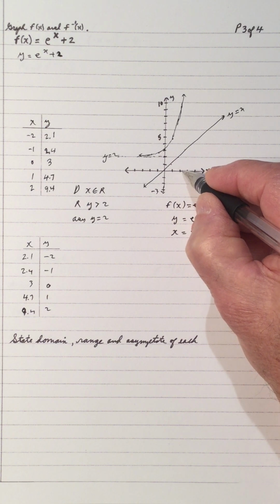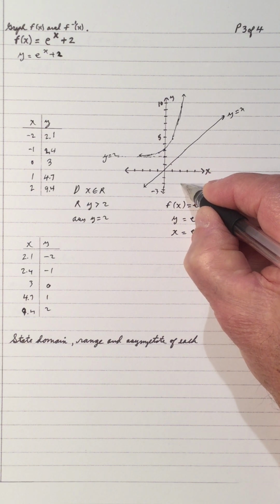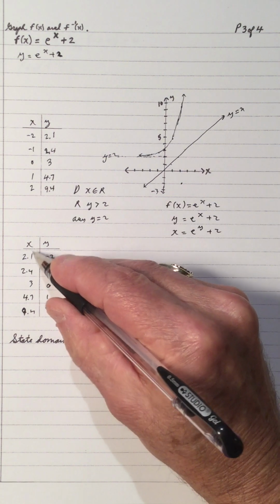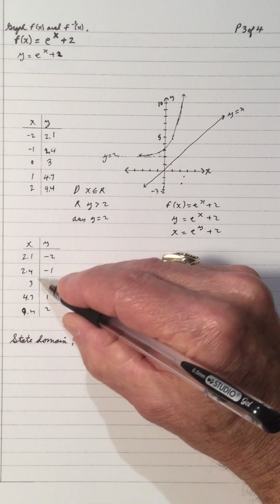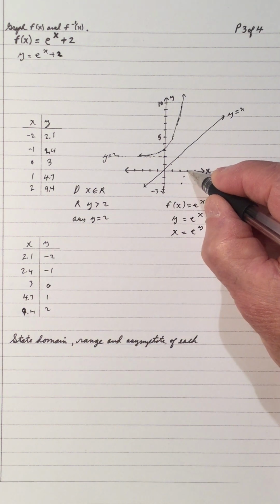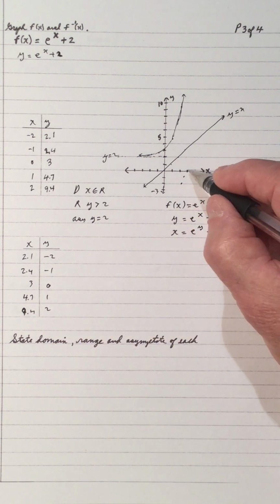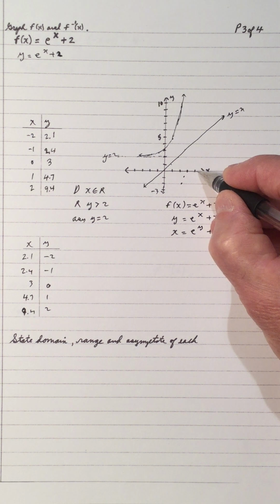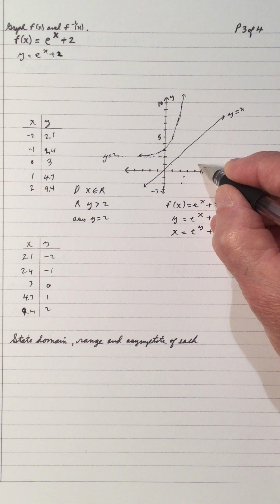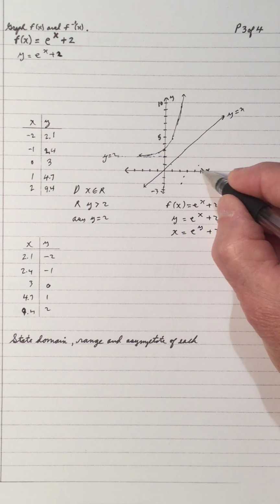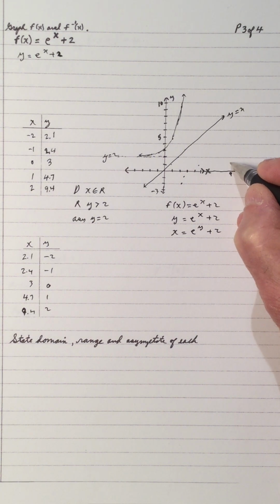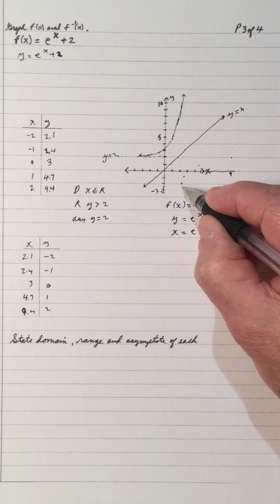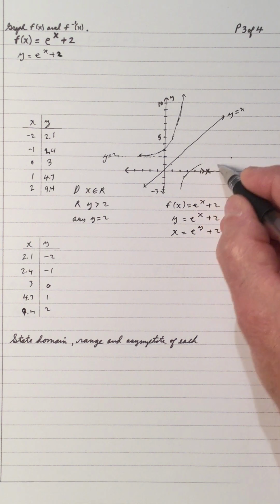When x is 2.1, y is negative 2, right here. When x is 2.4, y is negative 1. When x is 3, y is 0. When x is 4.7, let's say there's a 5, 4.7, y is 1. And again, we go on over to 9.5, so let's say this is 9 here. So 9 gives me a 2. So the graph is doing this.